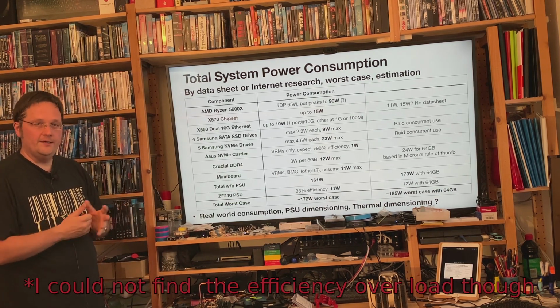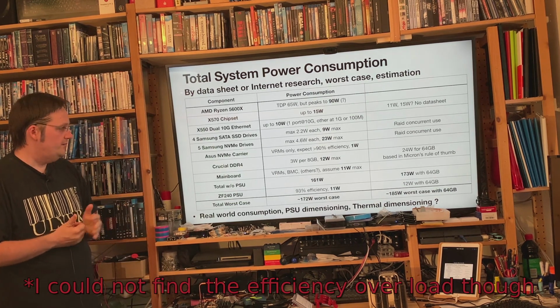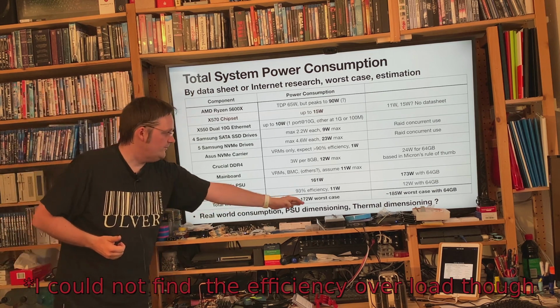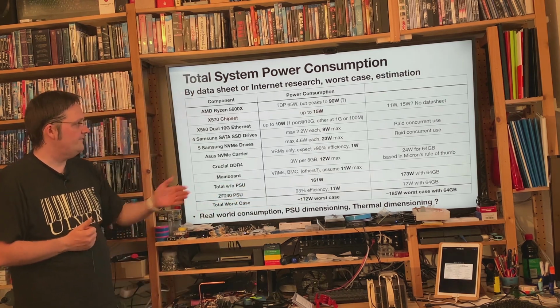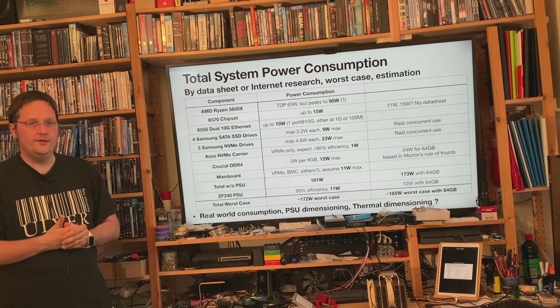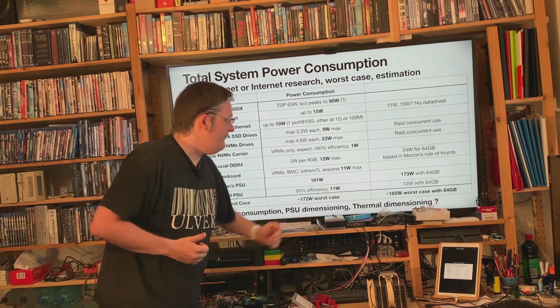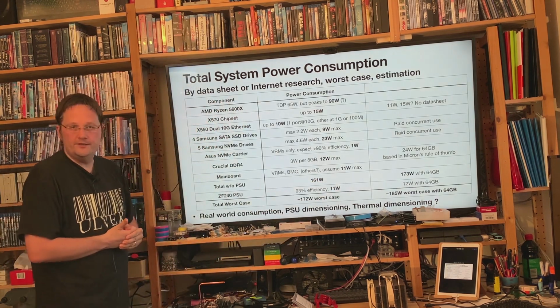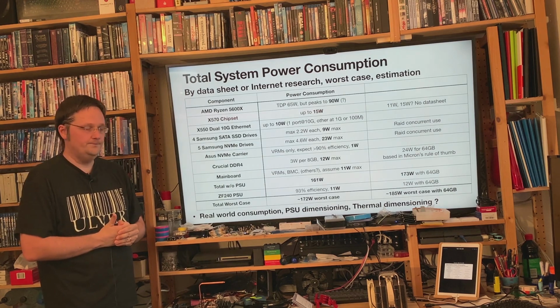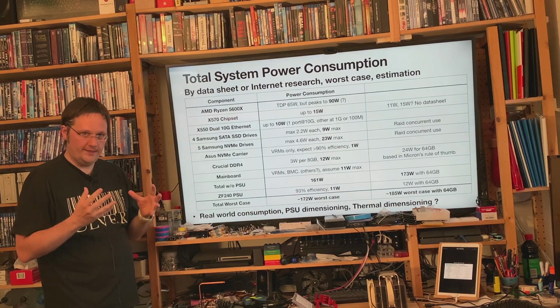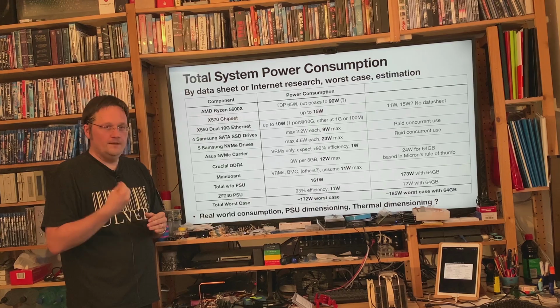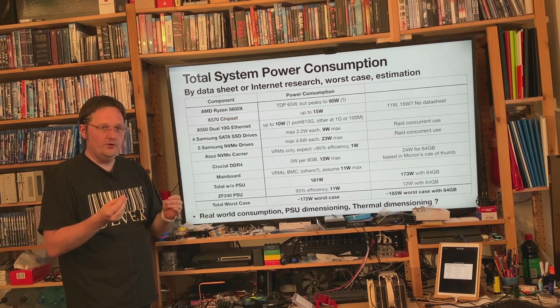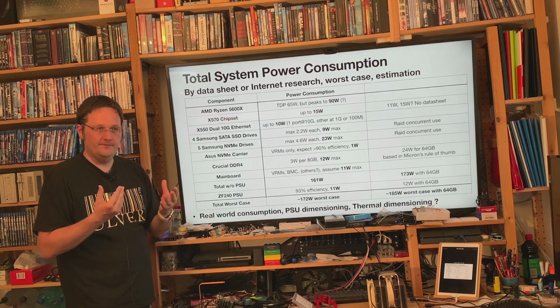So we need to calculate another 7% of overhead, which then brings us to 170 watts on the other side of the power supply for the 32 gigabyte configuration, and 185 watts worst case in the 64 gigabyte configuration. So this is all worst case calculations. Of course, in reality, it will never happen that all the components are active at the same time.